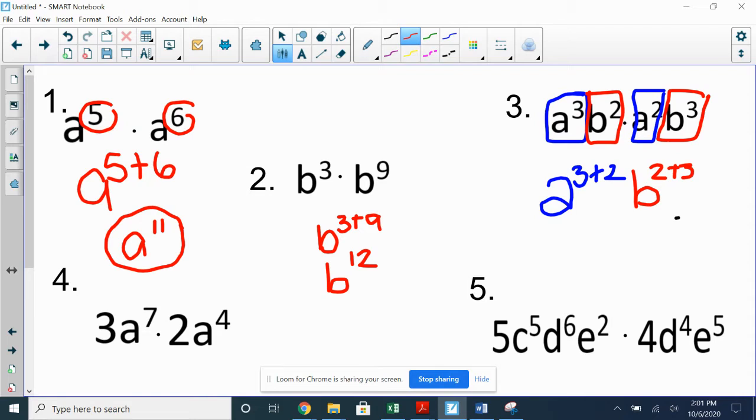So we can only combine them if they have the same base. So in this case, I have a base of A and a base of B. Those are different bases, so I cannot combine my A and my B, but I can combine my two A's and my two B's. And I know that A to the 3 plus 2 is going to leave me with A to the 5, and B to the 2 plus 3 is going to leave me with B to the 5. So my answer here would be A to the 5, B to the 5.